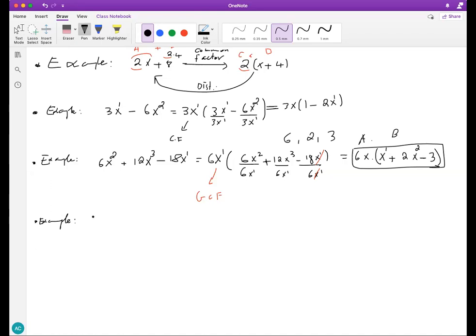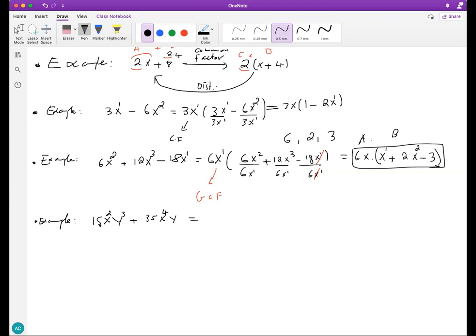So let's say 15xy plus maybe 35xy. Let's do some powers, x to the 2, maybe y to the 3 here. So we have two terms here. Again, we want to turn this into a multiplication. So what do you do first? What's the GCF? What's the common factor?